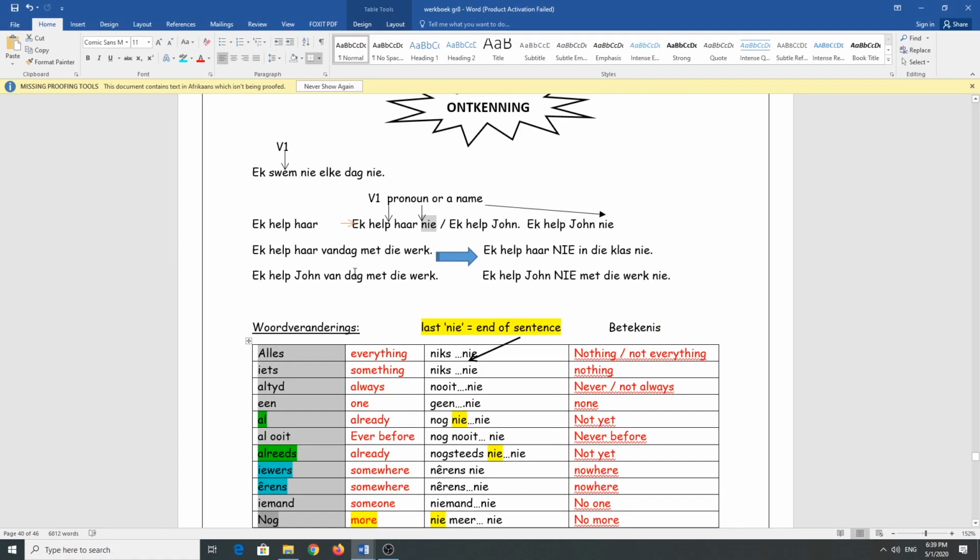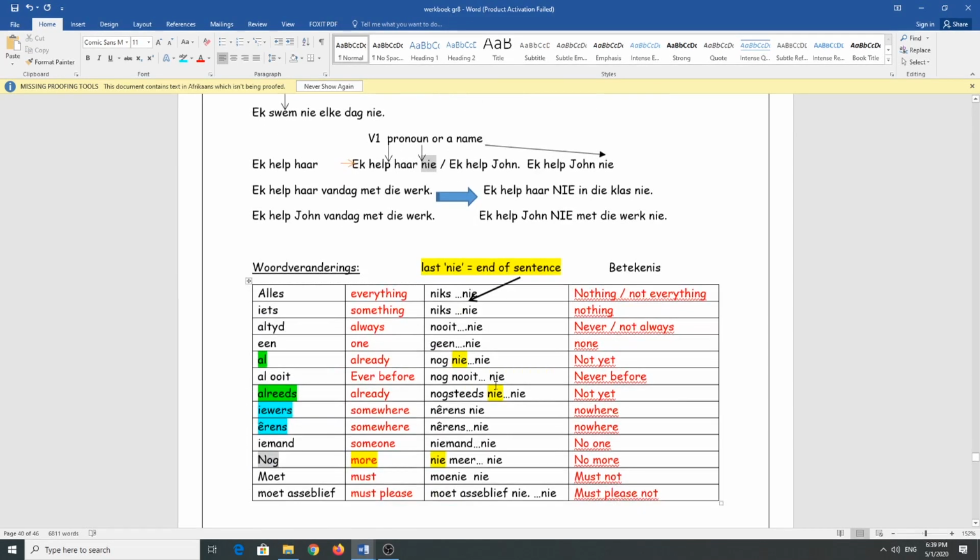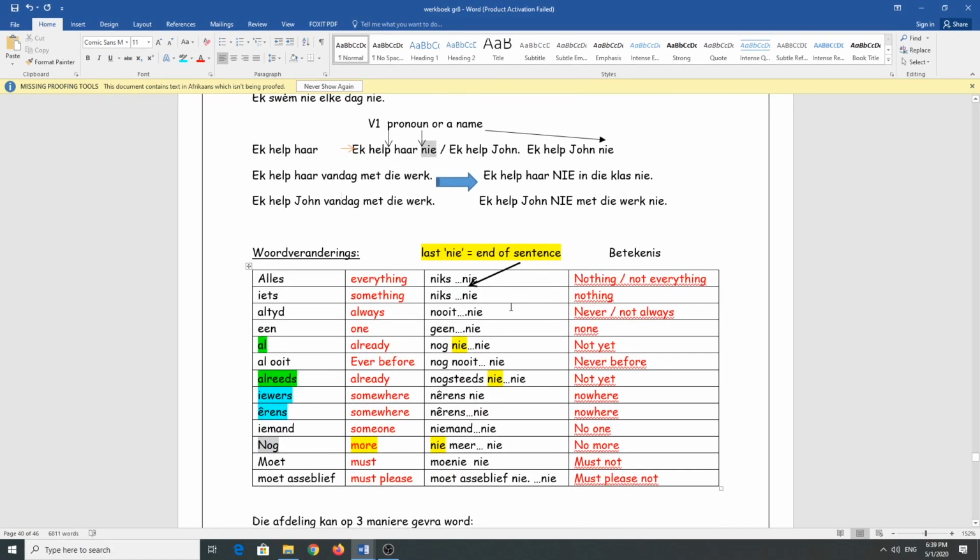Ek help John vandag met die werk. Ek help John nie met die werk nie. Daai eerste nie is replaced by the word change. So we are not going to say, ek het alles ingepak. Ek het niks nie ingepak nie. That is wrong. That first nie disappears. Except with al. Al, the word change is nog nie. And then this nie here, which comes at the end.